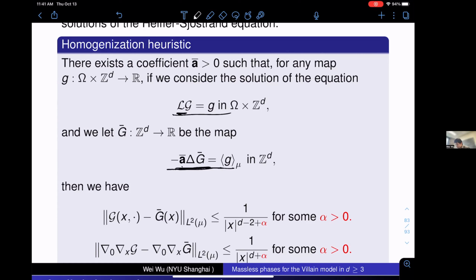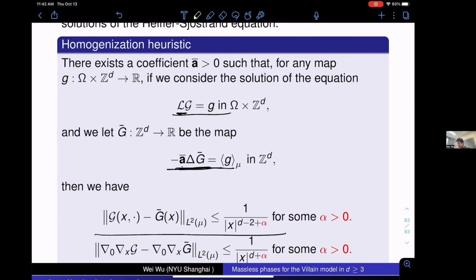And if we can analyze the rate of convergence to show that this convergence is actually better than the typical order of the Green's function, then we actually obtain pretty precise information of how the functionals in the Gibbs measure behave.